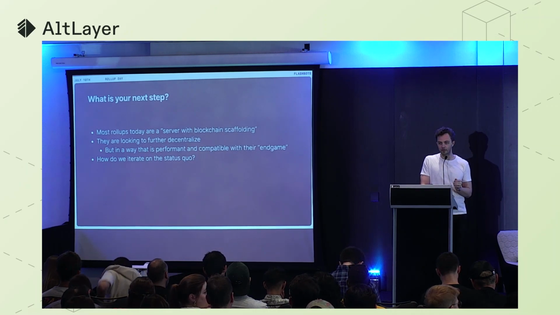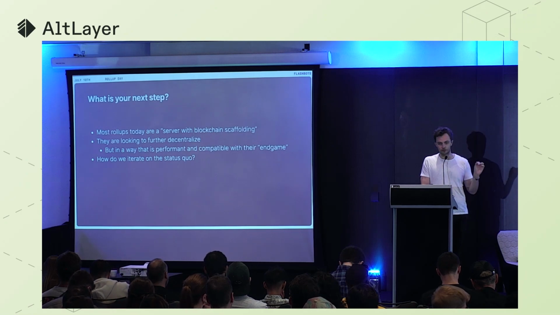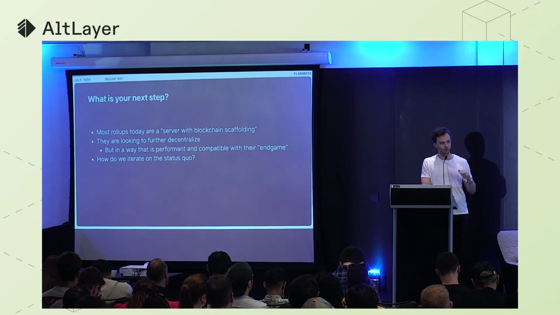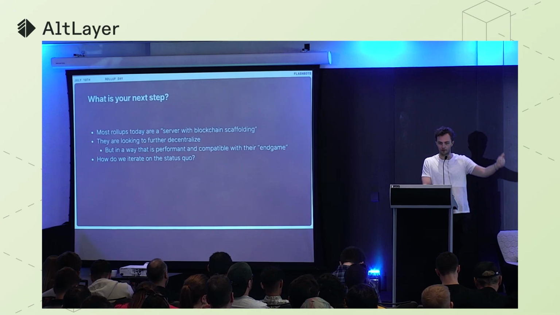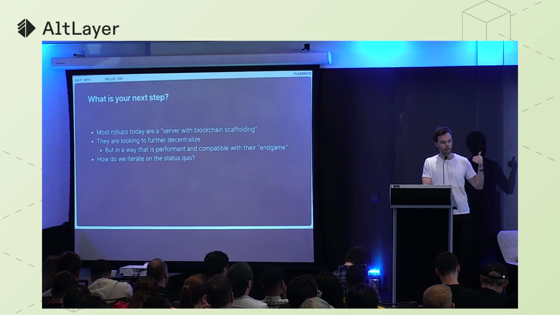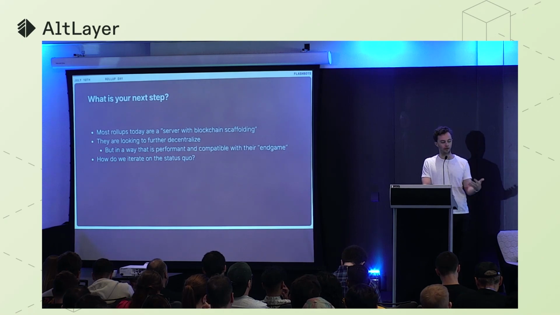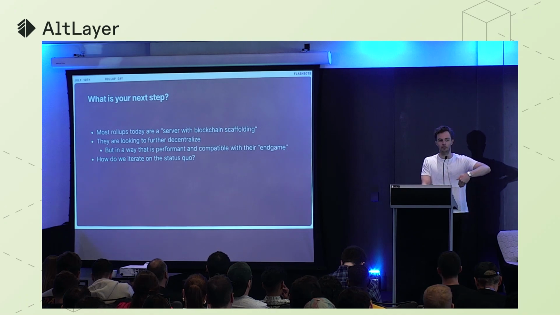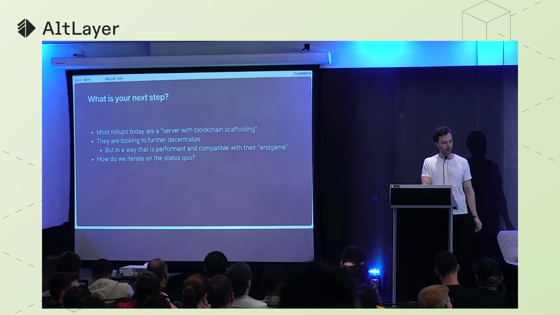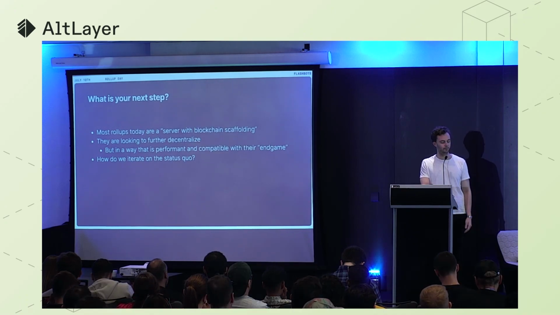So almost all rollups today are servers with blockchain scaffolding. They're the single sequencer. Most rollups are still trying to figure out what their end game is, so where they fall on those 3 different strategies that Vitalik wrote, and they don't want to do anything that impedes on either performance or their compatibility with that end game. And so how do we iterate from the status quo? How do we improve being a server with blockchain scaffolding today while still meeting these criteria?